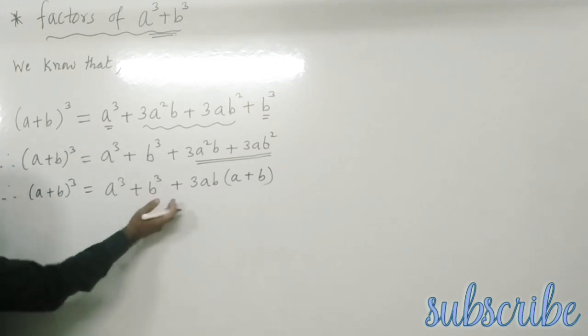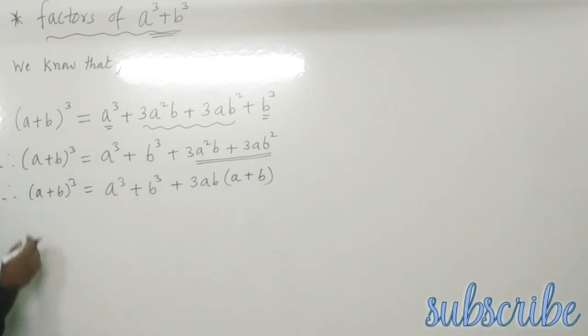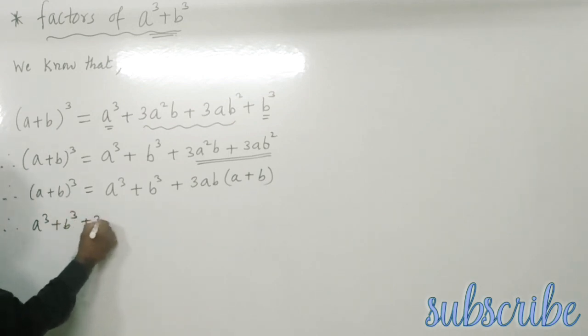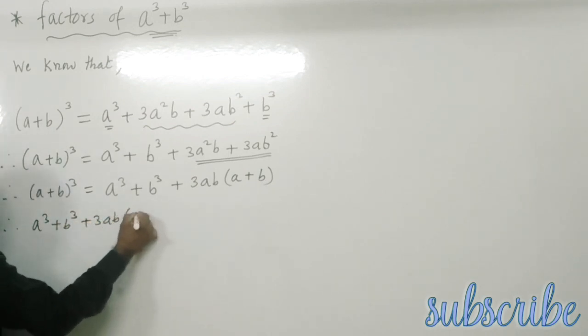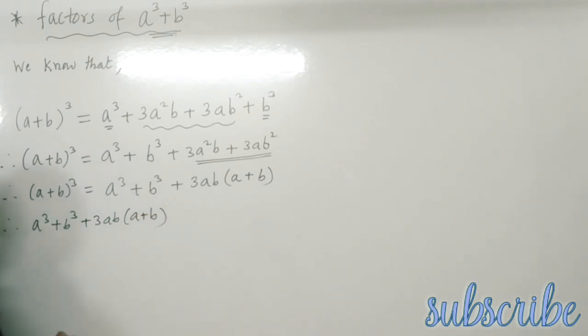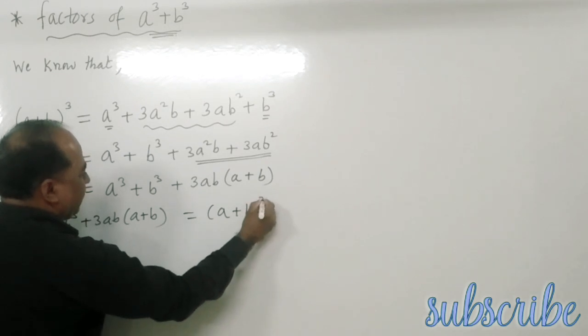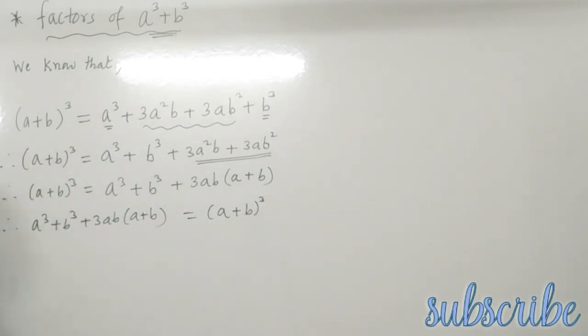Now I am changing the sides of this equality. The value doesn't change. I am taking the right hand side to the left hand side and the left hand side to the right hand side. So a cube plus b cube plus 3ab into bracket a plus b is equal to (a plus b) cube.